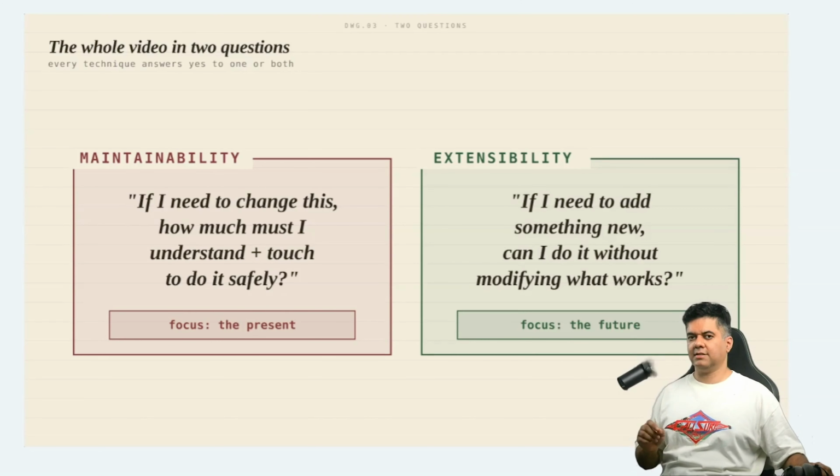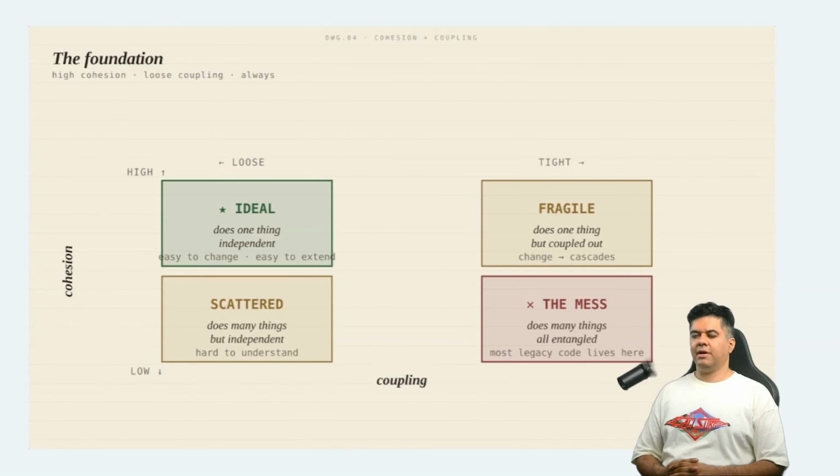Whereas extensibility asks, if I need to add something new, can I do it without modifying what already works? Every technique in this video is a way to answer yes to one or both of these questions. Keep that in mind as we go. Now let's start with the two most fundamental concepts in software maintainability: cohesion and coupling.